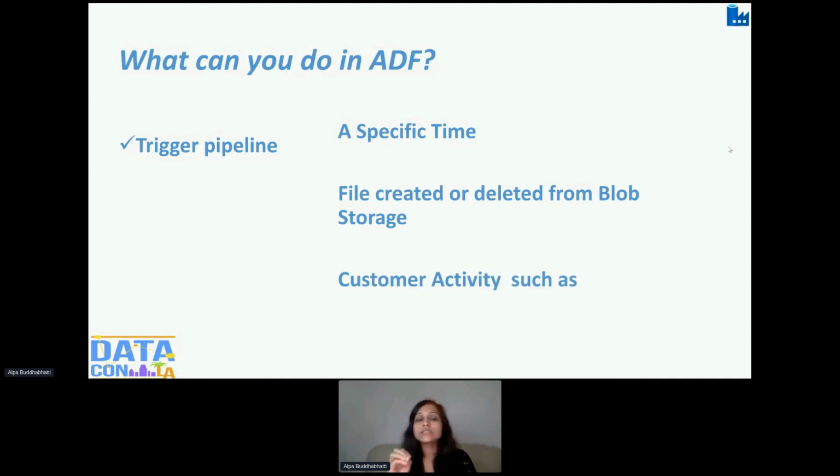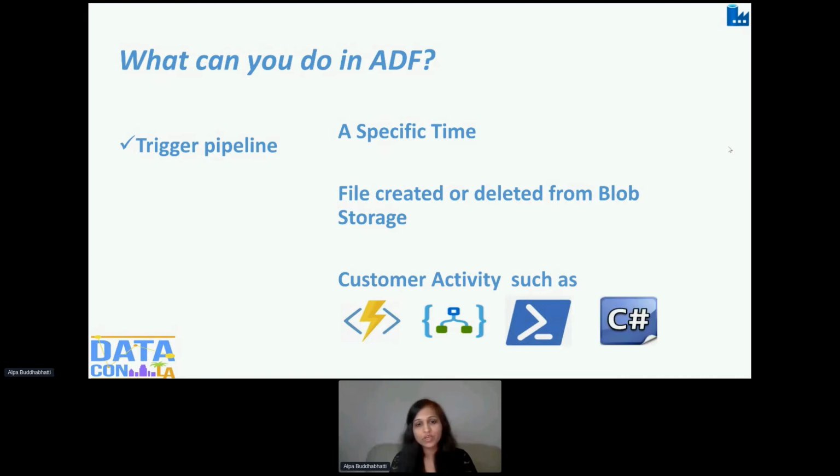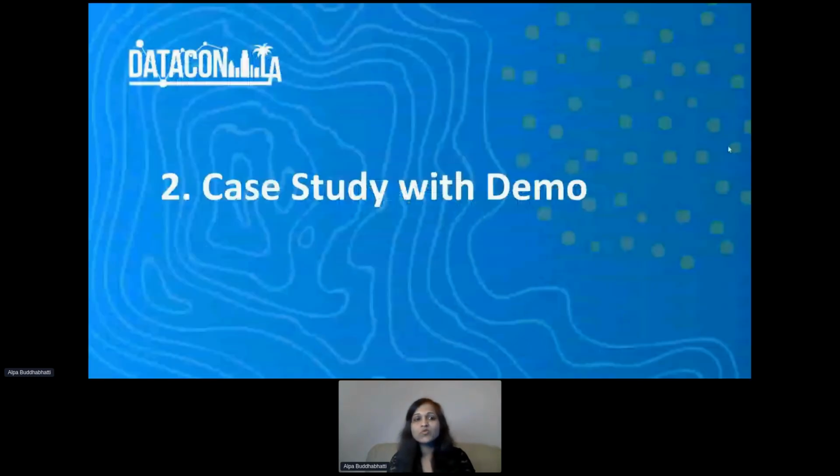You can trigger your pipeline based on custom activities such as Azure Function, Logic Apps, PowerShell, and C Sharp code. So you can write your customized code here and trigger your pipelines. So these things you can do in Azure Data Factory. Now let's move into the second part, which is a case study.